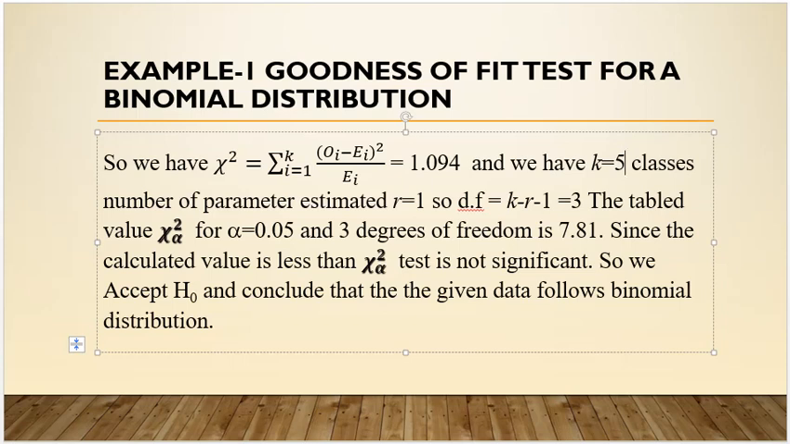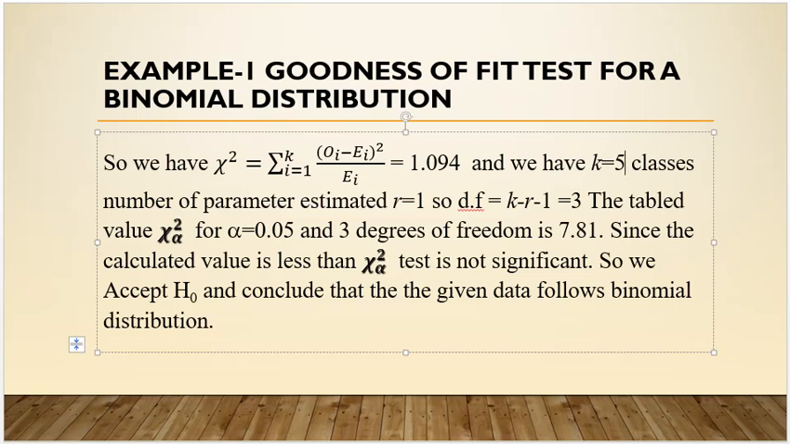From the chi-square table, for a given alpha equal to 0.05 (if alpha is not particularly given, the default alpha is 0.05), the value is 7.81. So here the calculated value is 1.094, and the critical value is 7.81.